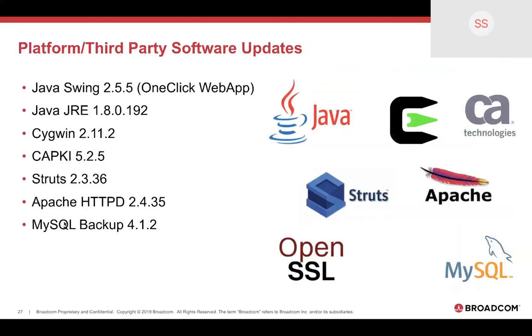The last one I'm going to talk about is the platform as well as the third-party software updates. As Amit rightly mentioned, we added a new capability for the OneClick WebApp. With this, we have introduced a new third-party application, Java Swing 2.5.5, and upgraded our Java to 1.8.192. A couple of other third-party components were also updated because of vulnerabilities reported on the older ones.